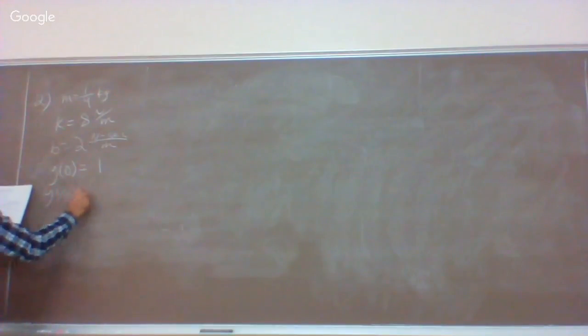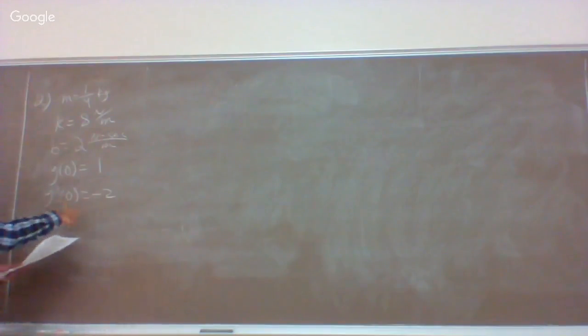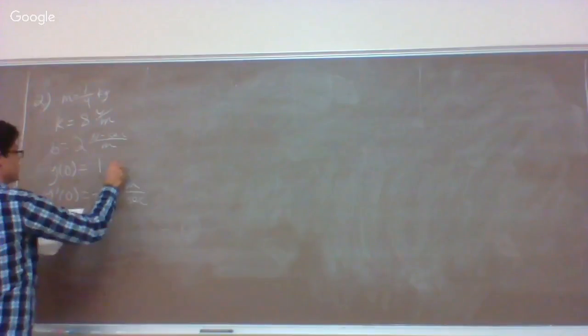It's pulled down 1 meter. So what is my y of 0? Positive or negative? Positive. Positive 1. Given an initial upward velocity of 2, so y prime of 0 is equal to what? -2. For the velocity, it's pushed upwards, so it's negative. That's meters per second. So that's meters.